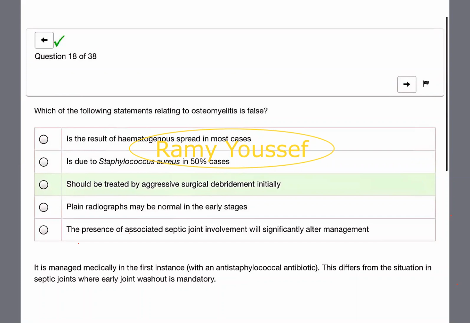Osteomyelitis is treated by an aggressive course of antibiotics, which is flucloxacillin, but it will be more IV. If in the first 48 hours there is no improvement, and improvement is manifested by decreased pain, decreased swelling, decreased redness, then you will go for surgical drainage.